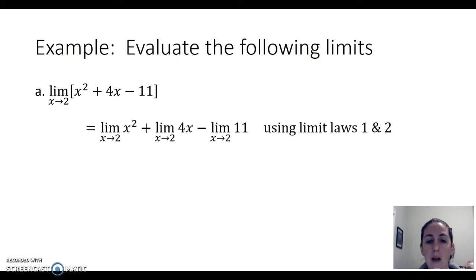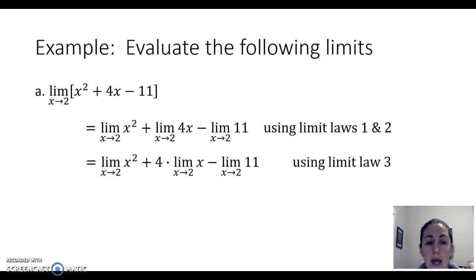So if we apply limit law 1 and 2, we can break this up into the limit as x approaches 2 of x squared plus the limit as x approaches 2 of 4x minus the limit as x approaches 2 of 11. Then, using limit law number 3, we can pull this coefficient out. So it's 4 times the limit as x approaches 2 of x.